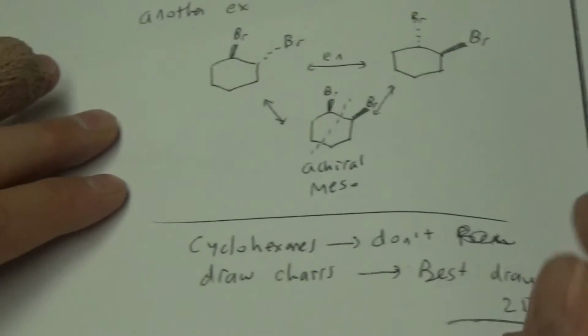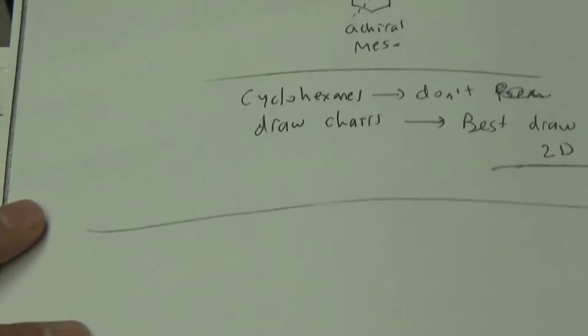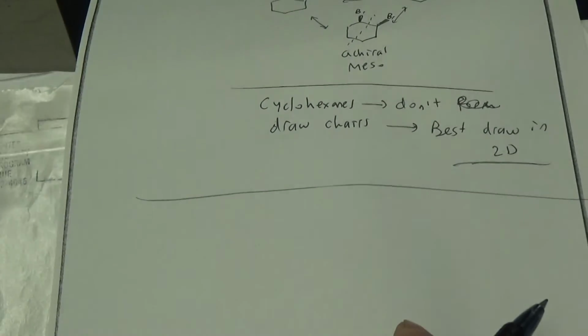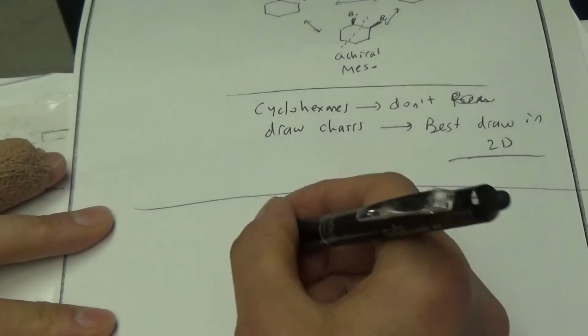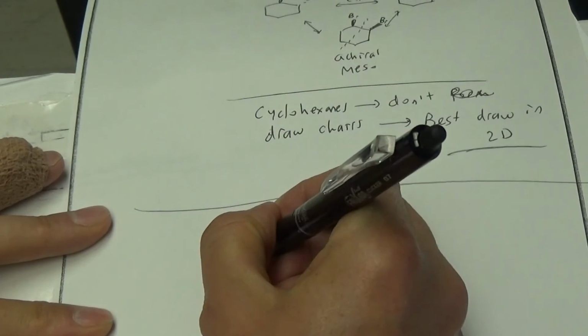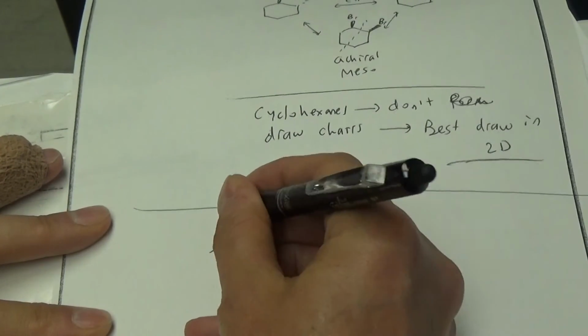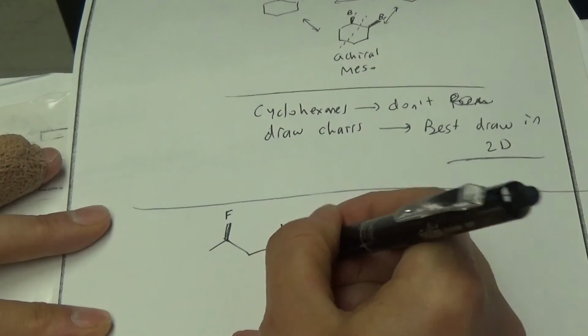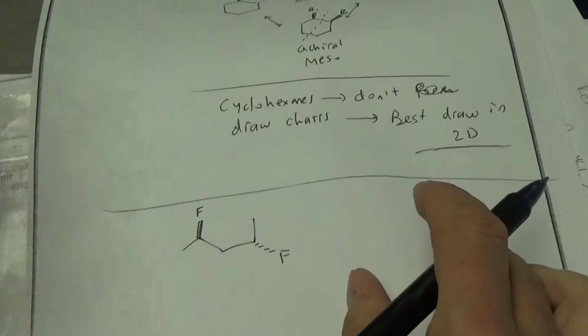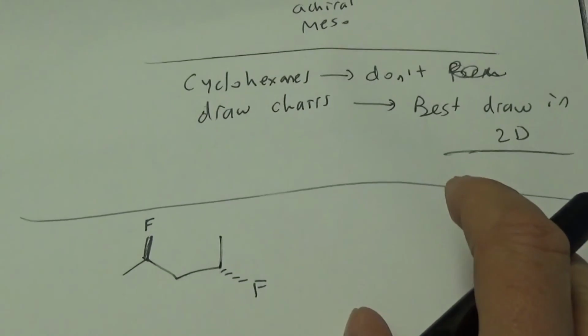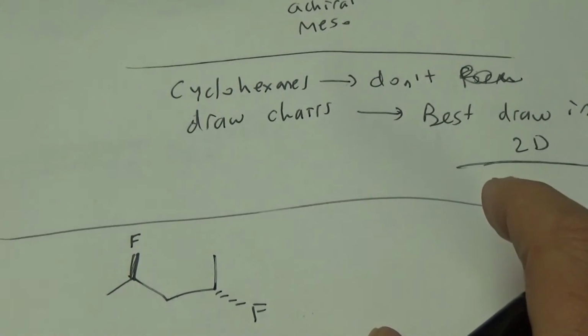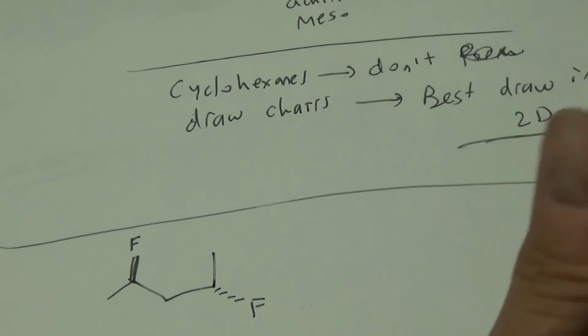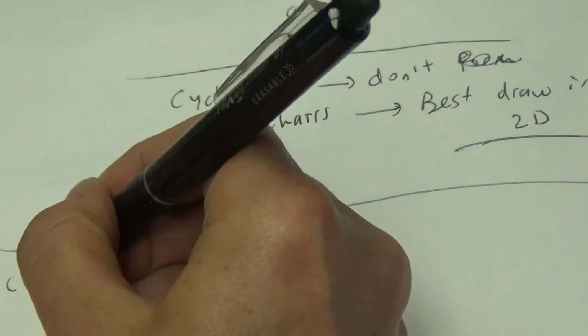Alright, a couple more examples. We're actually almost done with the chapter. Might be able to just finish this chapter up. What about this molecule? Is this chiral or not? This molecule, is it chiral or not? We'll play the chiral or not game.